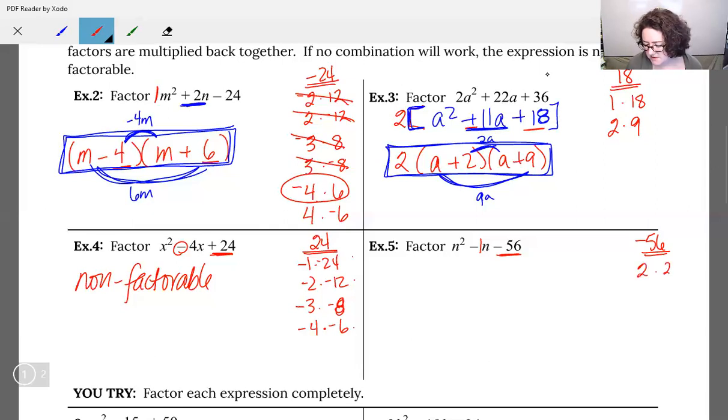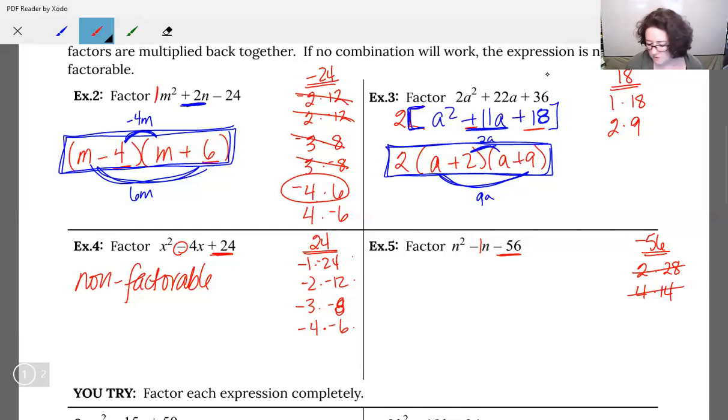Well, we could do 2 times 28. And if we're going to add or subtract, that means we need to be just 1 away from each other in factors. We're way too far away with the 2 and the 28. We could do 4 and 14, but again, they're too far away from each other. We'd have a difference of 10, whichever way we order our negative sign.